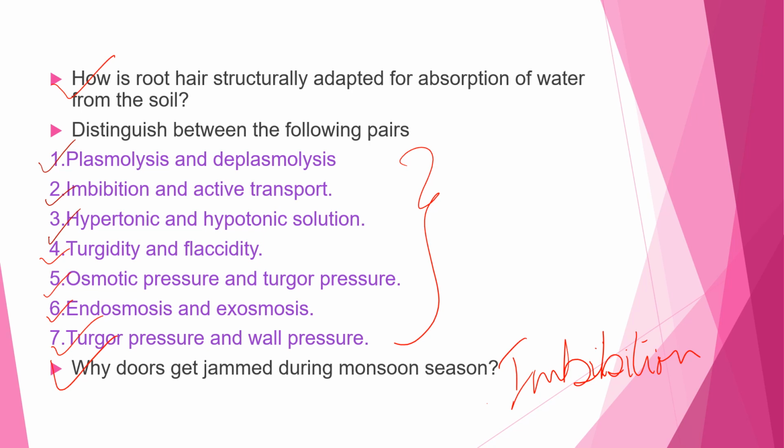It is actually a process where the plant cells, either dead or living, absorb water by surface attraction. So for that reason only the doors are getting jammed during the monsoon season. Now let us see in the next part what we are having.